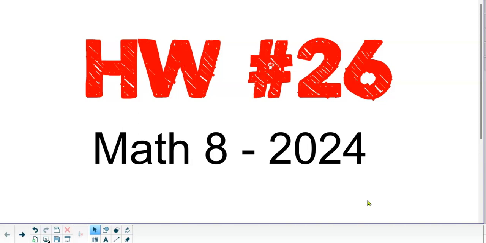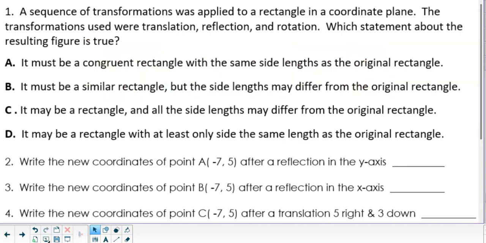Let's take a look at the questions on homework number 26. The first section is asking you about transformational geometry. Number 1. A sequence of transformations was applied to a rectangle in a coordinate plane. The transformations used were translation, reflection, and rotation. Which statement about the resulting figure is true?